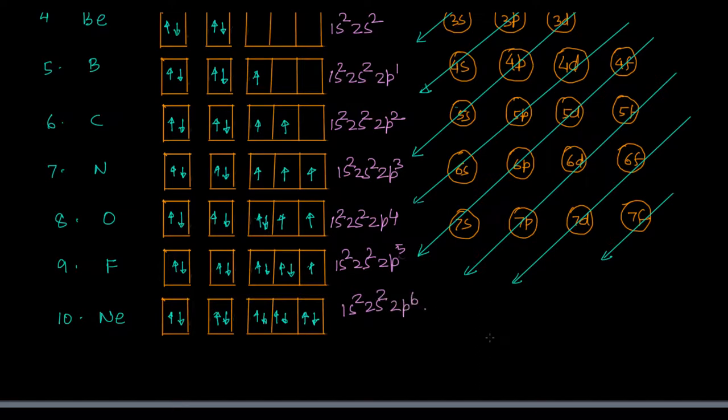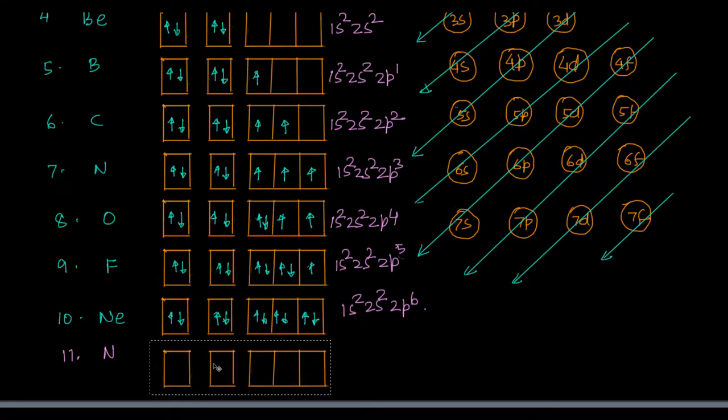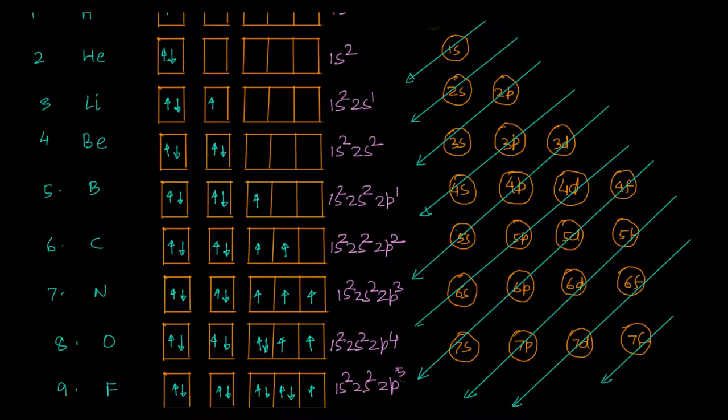Now, as you understand, we are unnecessarily repeating certain things and we'll keep on repeating. So, for example, I go to sodium, number 11. How does that look? This is fully filled. 1s, 2s, 2p are done. Now it should go to 3s, then it should come to 3p, and then it should come to 4s.